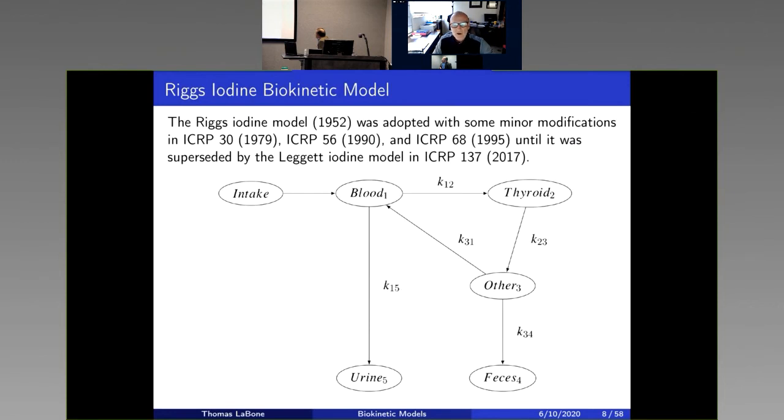Here's the Riggs iodine model. It's basically a structure, and as I quoted, it was first published in '52, and it was used all the way up until 2017 when it was superseded by the Leggett iodine model, which I'll also mention, in ICRP 137. So it had a very long life. It was very useful for what we were trying to do at the time. I think most people are familiar with this. You have intake, goes to blood, goes to thyroid, goes to other tissues, and I'll define what these are. And again, it recycles and eventually goes to urine and feces.